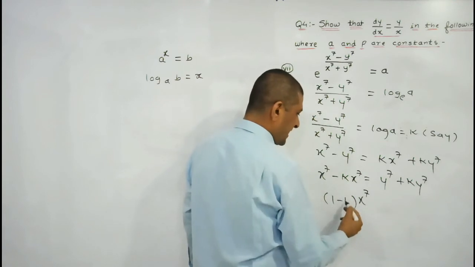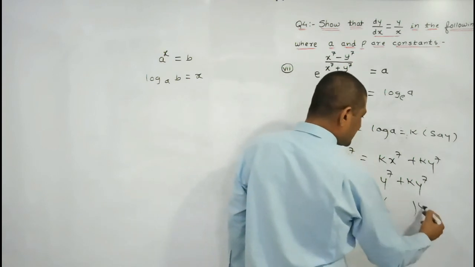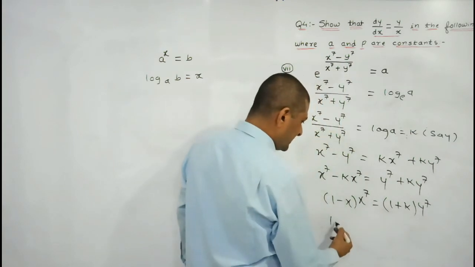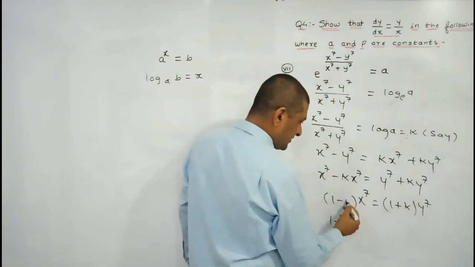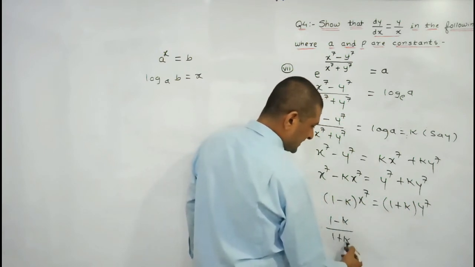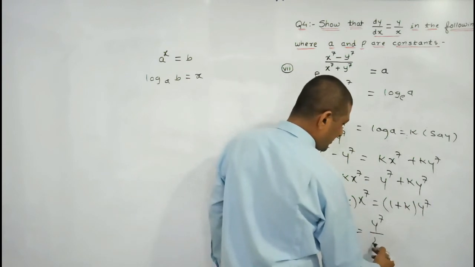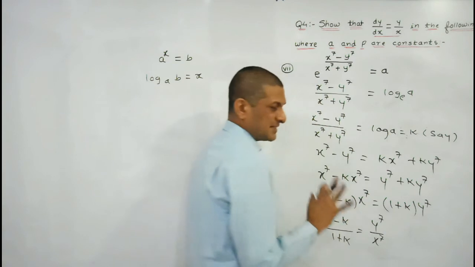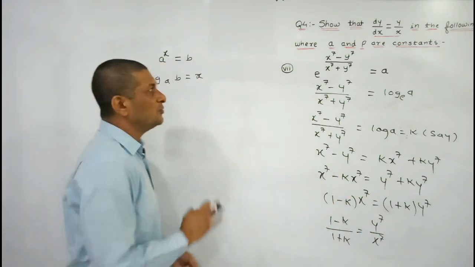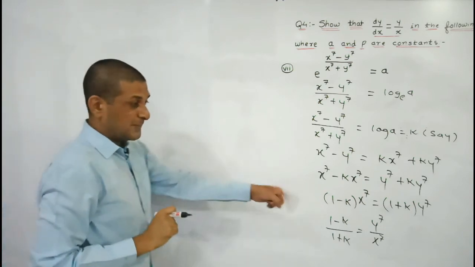Simply take x raised to power 7 common from both the terms, so here we will get 1 minus k, and on this side take y raised to power 7 common, so here we will get 1 plus k. Now collect the constant term: 1 minus k, divided by 1 plus k, on one side, and the terms of the variable, y raised to power 7 upon x raised to power 7, on the other side. After that, to eliminate this power 7 from numerator and denominator, we have to take the 7th root on both sides, because the power is 7.